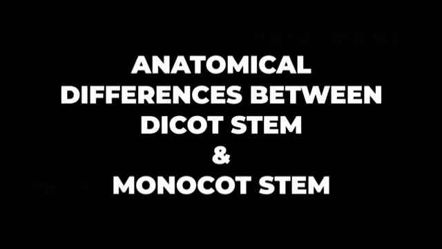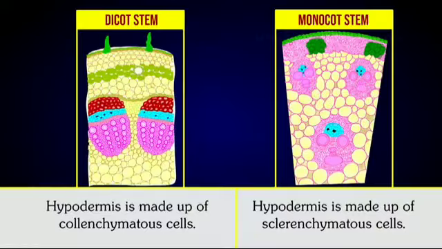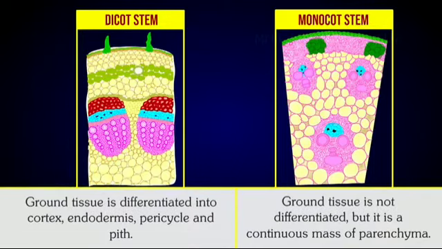The next topic is differentiating between dicot and monocot stem. Tissues, hypodermis. Hypodermis is made up of collenchymatous cells in dicot stem, but in monocot stem, hypodermis is made up of sclerenchymatous cells. Next, ground tissues. In dicot stem, ground tissue is differentiated into cortex, endodermis, pericycle and pith. Here it is not differentiated, but is a continuous mass of parenchyma.